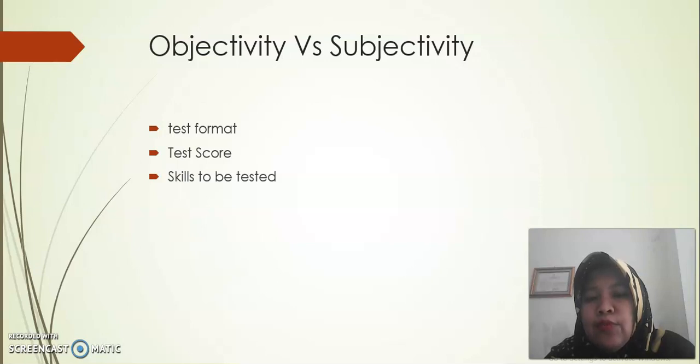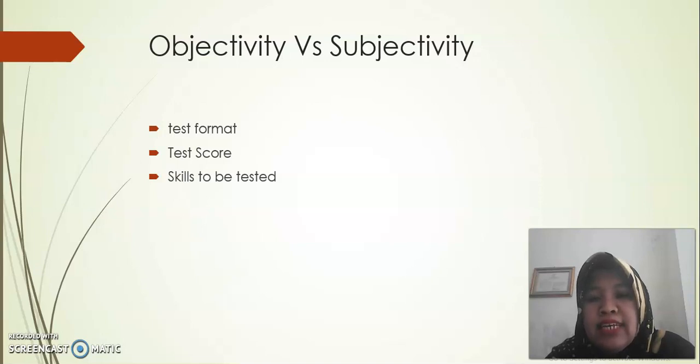Related to the test format, objective tests are usually in the form of multiple choice, yes/no questions, true/false, or matching tests. And a subjective test is usually in the form of an essay.